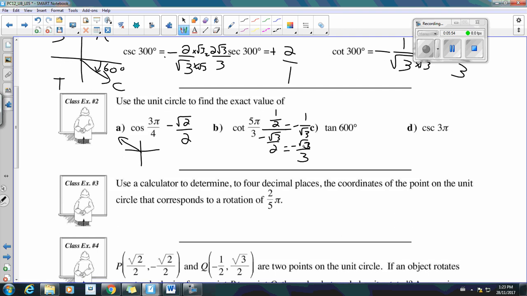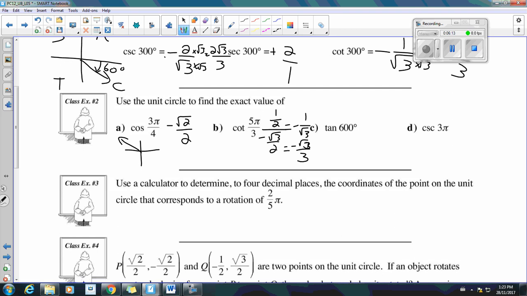So again, if you're using the hand trick, you'd use a reference angle of pi over 3, which is your pointer finger. Your x-coordinate is root 1 over 2. Your y-coordinate is root 3 over 2. You still need to do the division for cotangent.